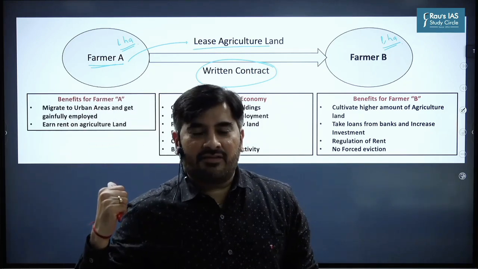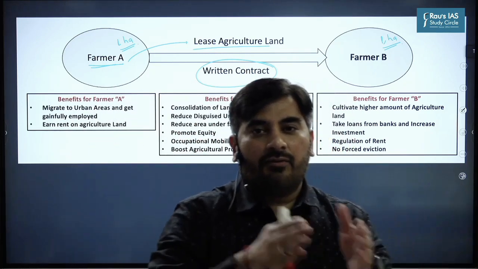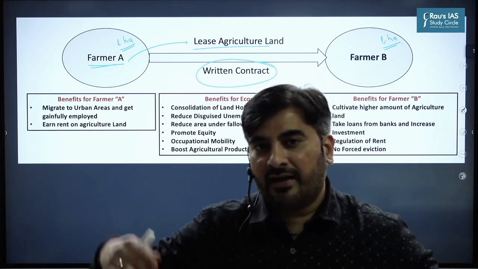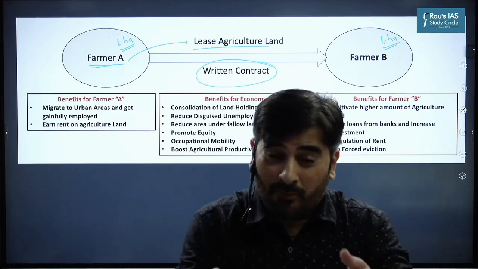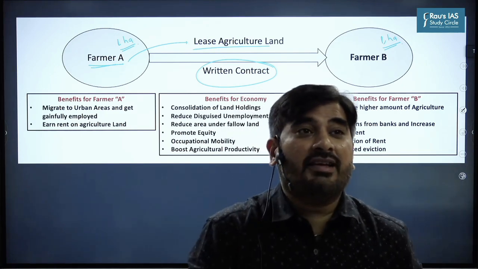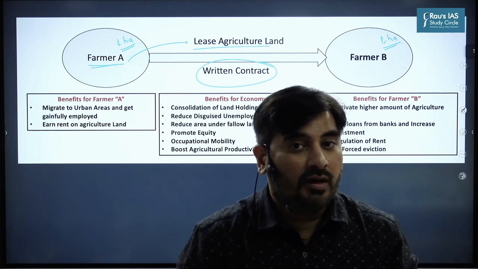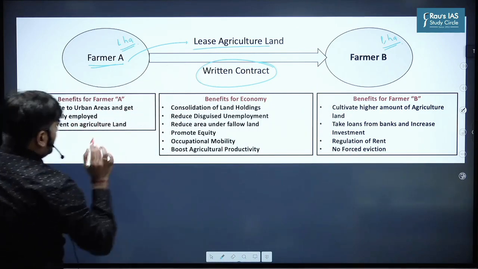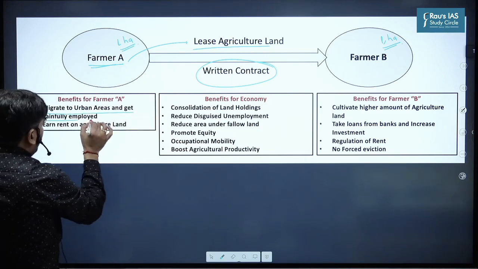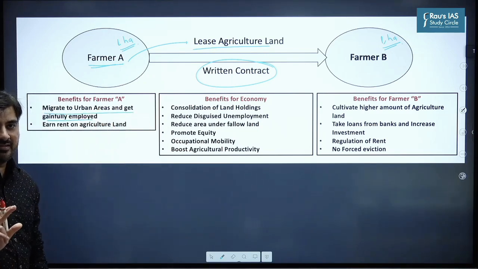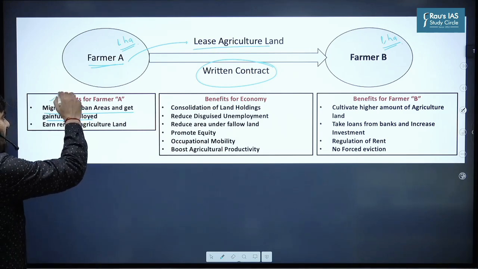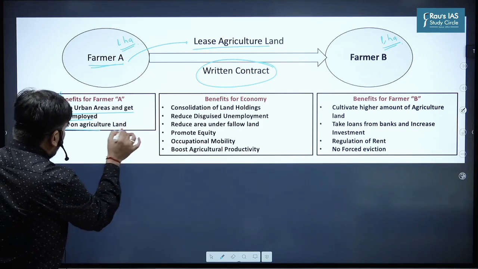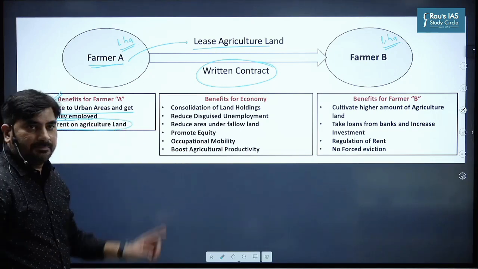And when this happens, it's a win-win-win situation. Farmer A will get benefited, farmer B will get benefited, and more importantly, the Indian economy will get benefited. How? Look at farmer A. Can I say by leasing out the agricultural land, farmer A can migrate to urban areas and get better employment opportunities? Yes. Will it not help him improve socioeconomic status? Yes. Second, this farmer will be able to earn rent on agricultural land.